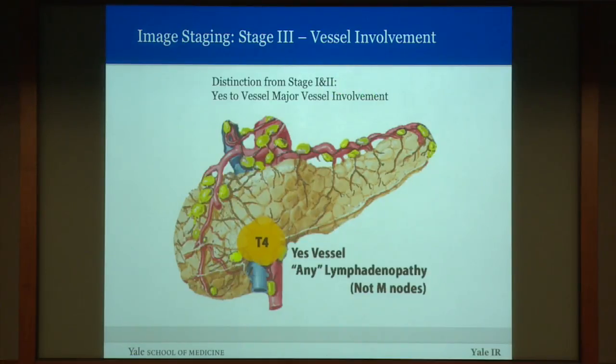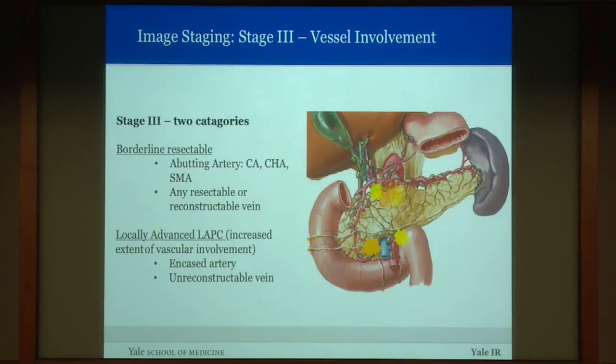So stage 3, all of a sudden the tumor is getting close to touching or intimately involved with either the SMV or the veins around the pancreas or the arteries that are around the pancreas. It can be any lymphadenopathy, but again, not M nodes, so not nodes that are outside the resection area. That's considered metastatic in this definition.